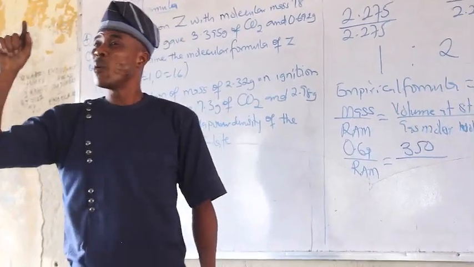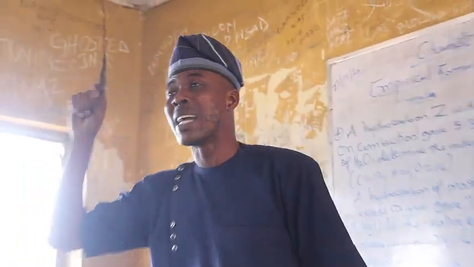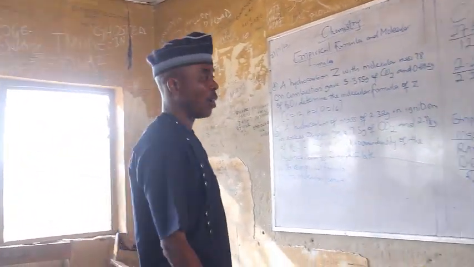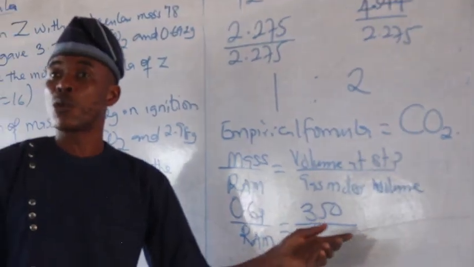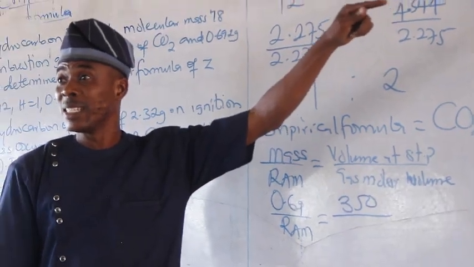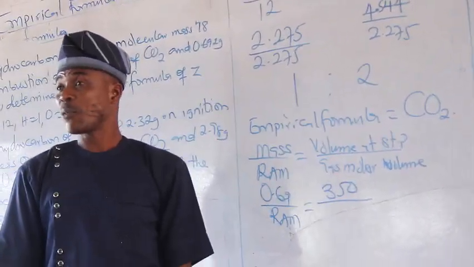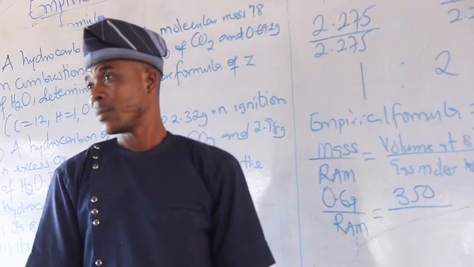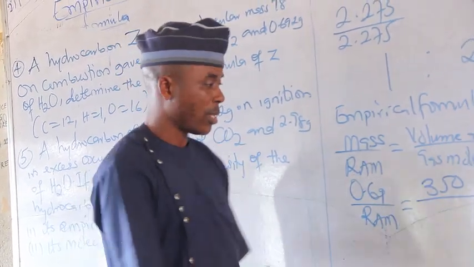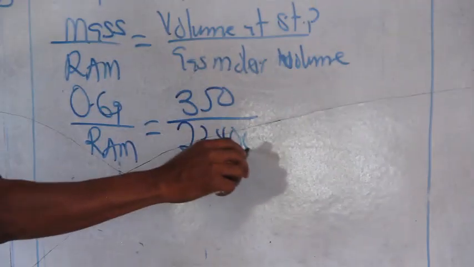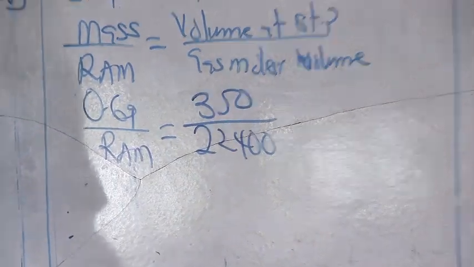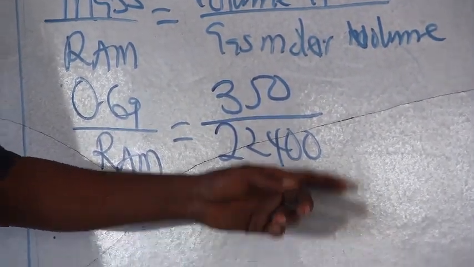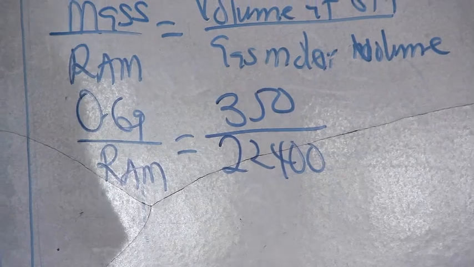Gas molar volume is the volume of 1 mole of the gas at STP. That is equal to what? 22.4. But you cannot use 22.4 dm cube because the unit given in the question is centimeter cube. So you have to convert that gas molar volume to centimeter cube. And it will be what? 22,400 centimeter cube. So it will be wrong for you to have centimeter cube on one side and dm cube on the other. The two units must be the same.